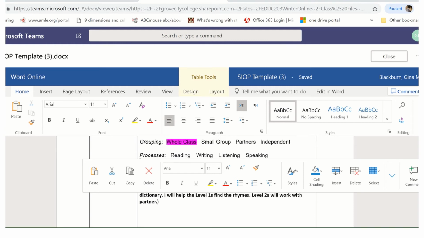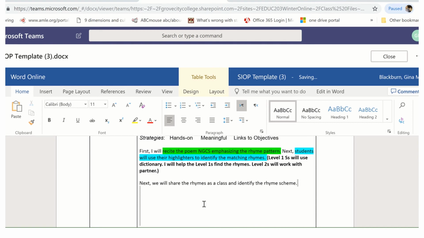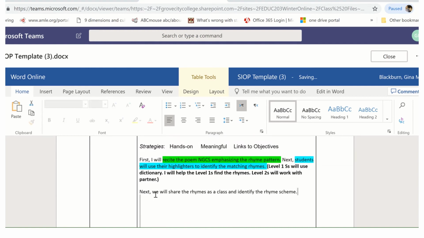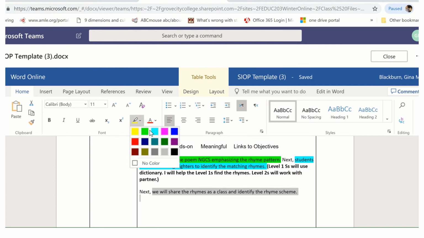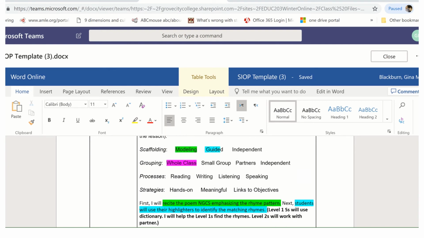Okay, and then below, I'm going to say next, we will share the rhyme as a class and identify the rhyme scheme. Okay, I'm going to put that in hot pink because that is whole class. So anywhere there's whole class, I'm going to highlight it in bright pink. Okay. And so you just do the same thing throughout.